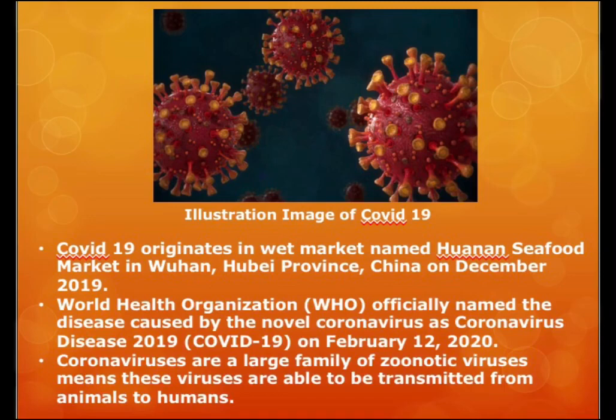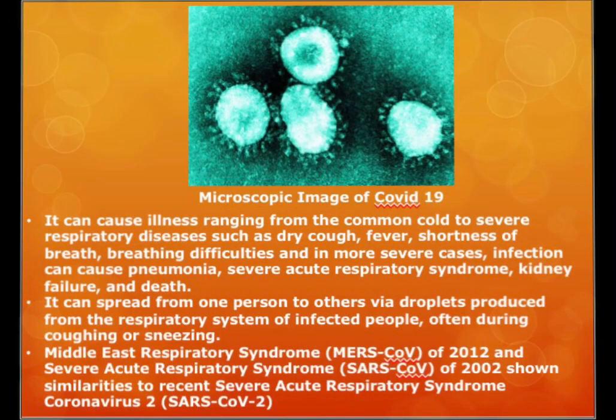12, 2020. Coronaviruses are a large family of zoonotic viruses, meaning these viruses are able to be transmitted from animals to humans. They can cause illness ranging from the common cold to severe respiratory diseases such as dry cough, fever, shortness of breath, breathing difficulties, and in more severe cases, infection can cause pneumonia, severe acute respiratory syndrome, kidney failure, and death. It can spread from one person to others via droplets produced from the respiratory system of infected people, often during coughing or sneezing.